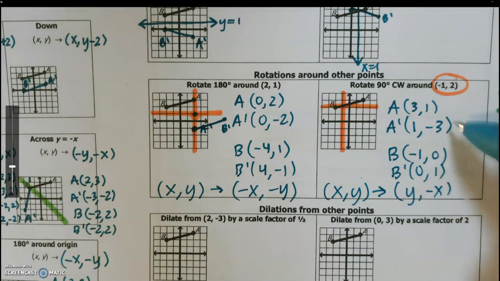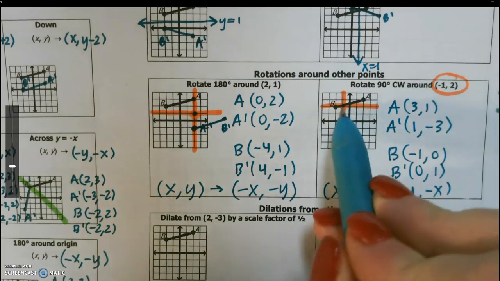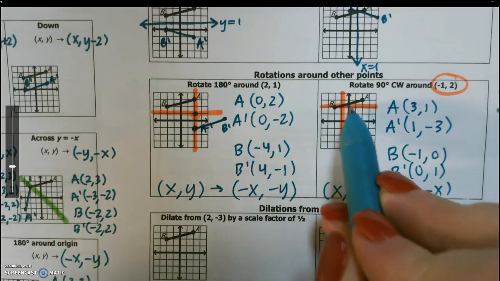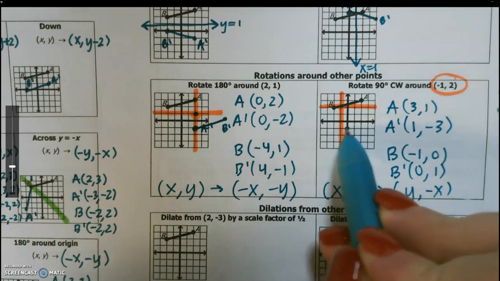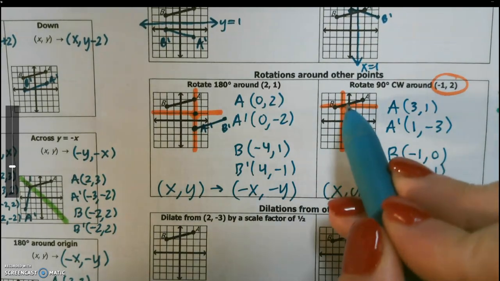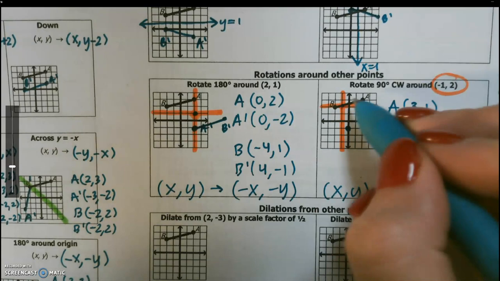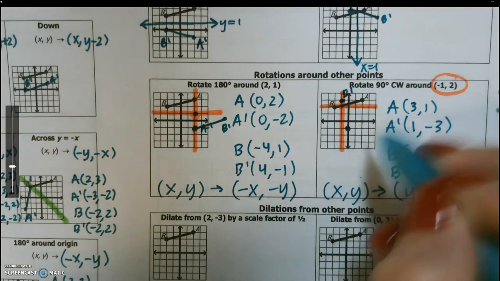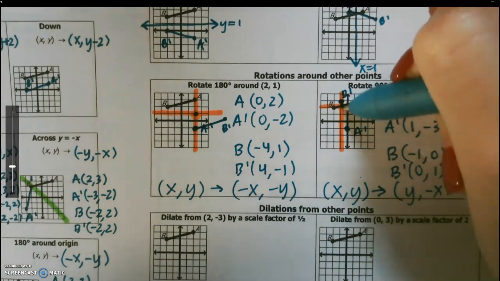Now just make sure that you plot those based off of your new origin. So start here, over 1, down 3. And let's see, over none and up 1. And then make your connection.